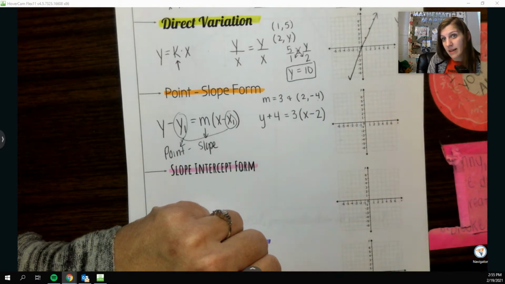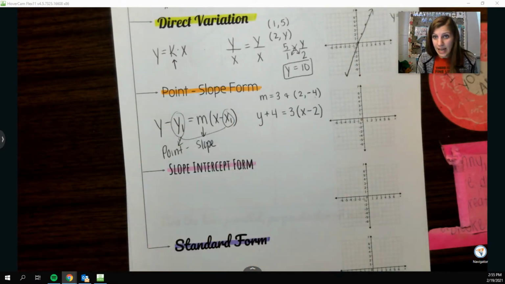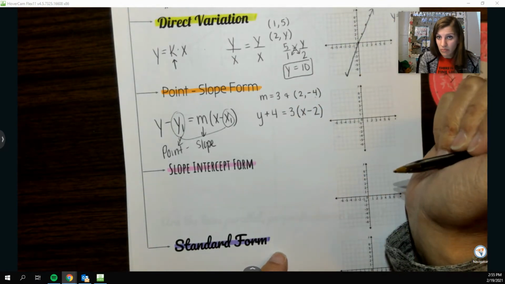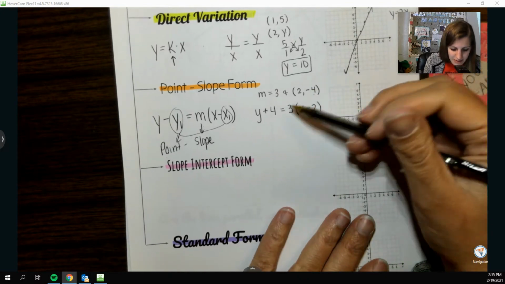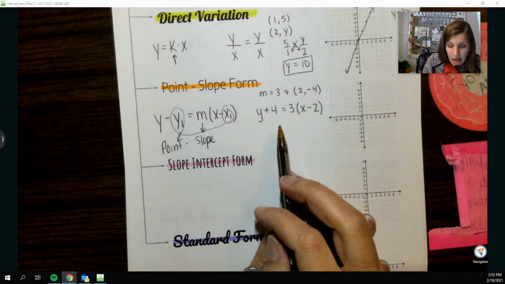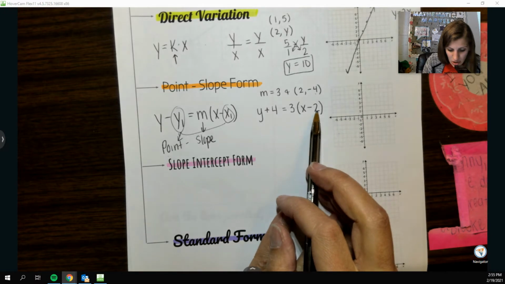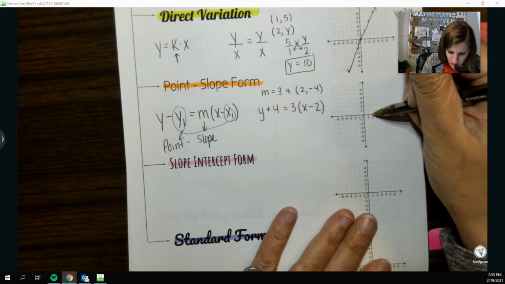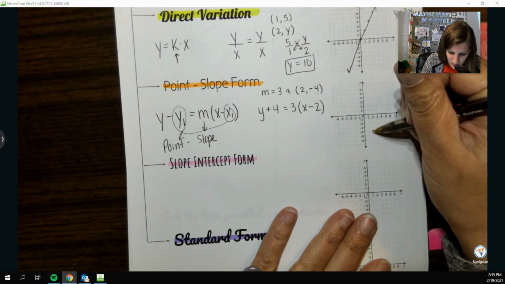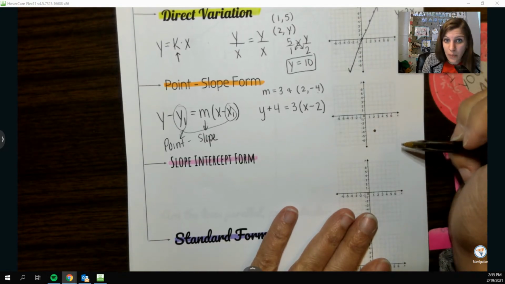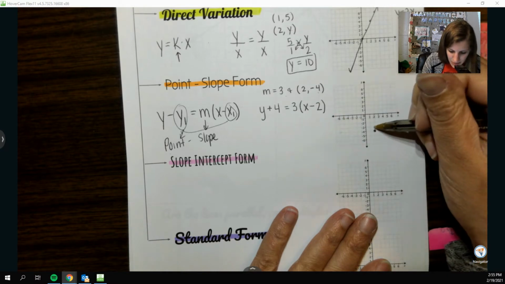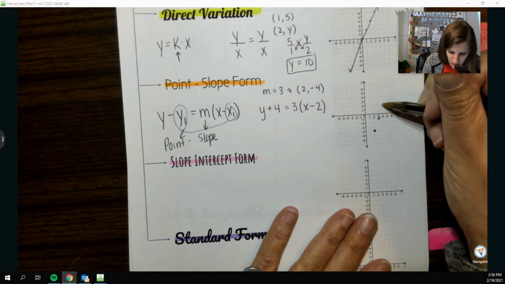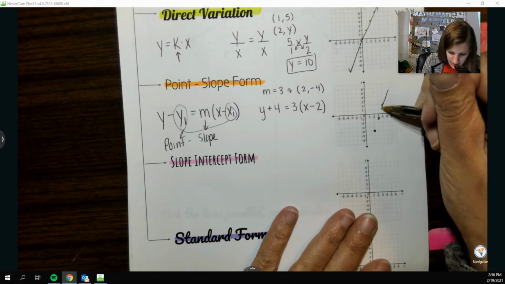And really, you can leave it like that, but if you needed to rewrite it in any form, you could distribute and get the y alone. Now, if I were to graph this, I would want to plot the point, which is (2, -4). And then I would do the slope, which is 3. So up 1, 2, 3 over 1. So you get that little cutie right there.